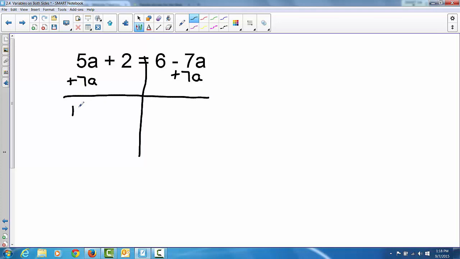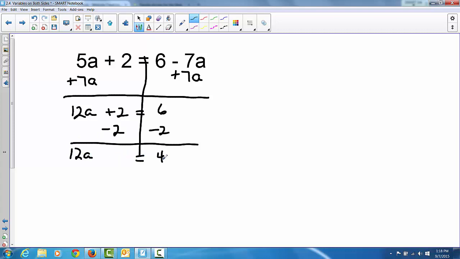5a and 7a make 12a plus 2 equals 6, and the 7a's cancel each other out. Now we want to get rid of the 2, so we go minus 2, minus 2. The reason we want to get rid of the 2 is because we want the variable to be all by itself. So we get rid of that 2. That leaves us with 12a equals 4.